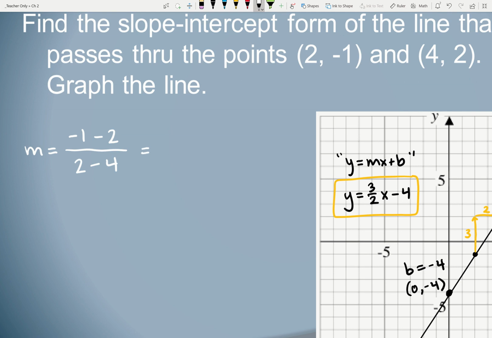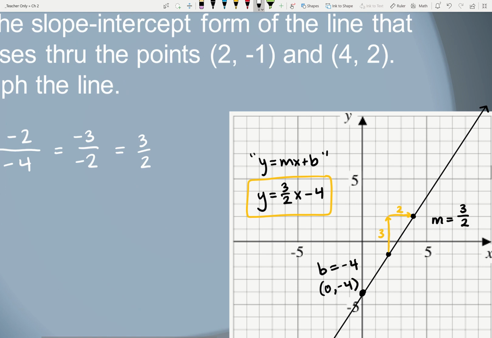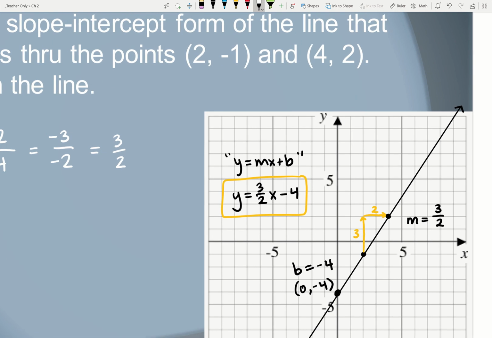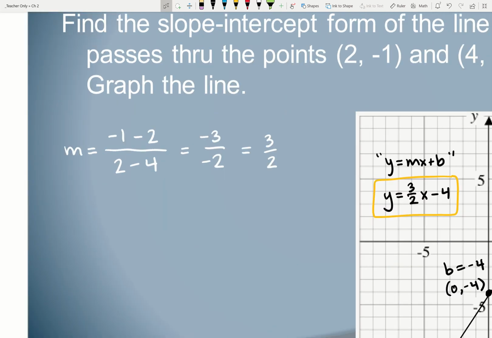If I were to do that, that's going to be -1 minus 2, which gives you -3. If I do the run in the bottom, that's going to be 2 minus 4, which gives you -2. And realize here that we are taking -3 divided by -2. A negative divided by a negative is always going to make a positive. So I can simplify this down to 3/2, which remember, that's the exact same slope that I found in my graphing interpretation. So we know we are in good shape.